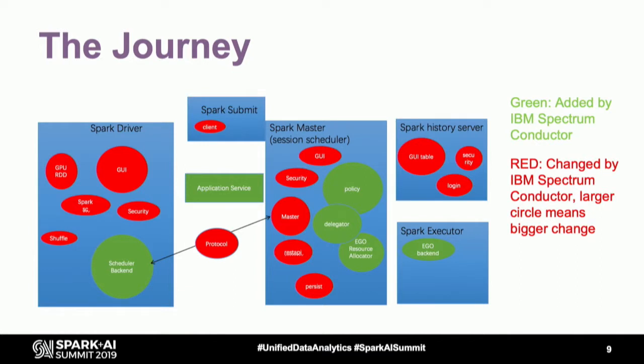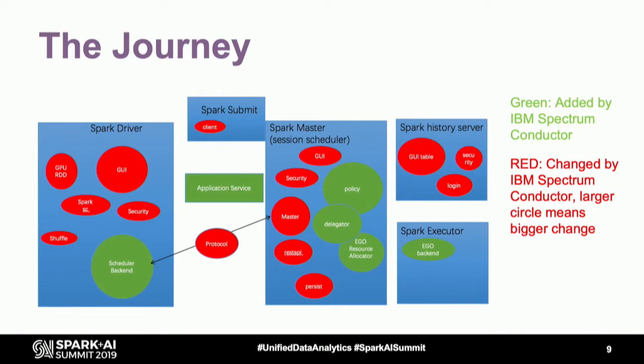So here, if we go through it, we have the Spark driver on the left. In here, we changed the GUI code a bit because we added additional fields to tables and whatnot to show specific ego concepts in them. We added our GPU RDD support in it. We added security. And we made changes to the shuffle service and the Spark context. On top of that, we added our scheduler backend. So different from the other schedulers as part of Spark, we actually have part of our scheduler backend in the Spark driver.